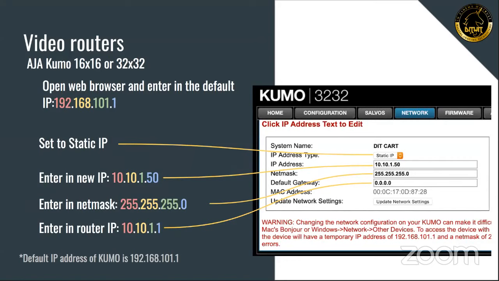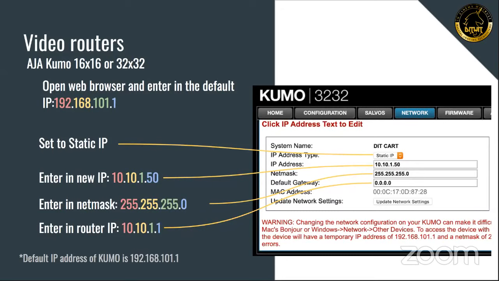Once you're able to actually log into the web UI, you would type in your browser 192.168.101.1, and that's now the address of the Kumo. The Kumo is the device that has all the BNC connectors on it. For those that aren't familiar, the control panel is the one with all the buttons that controls the Kumo. Let's just look at these couple of fields here.